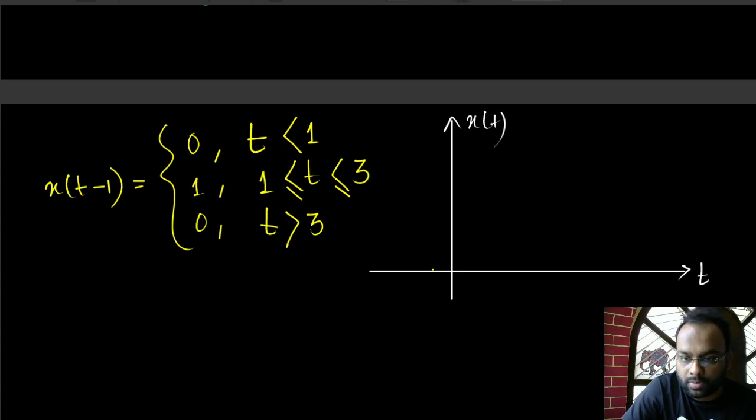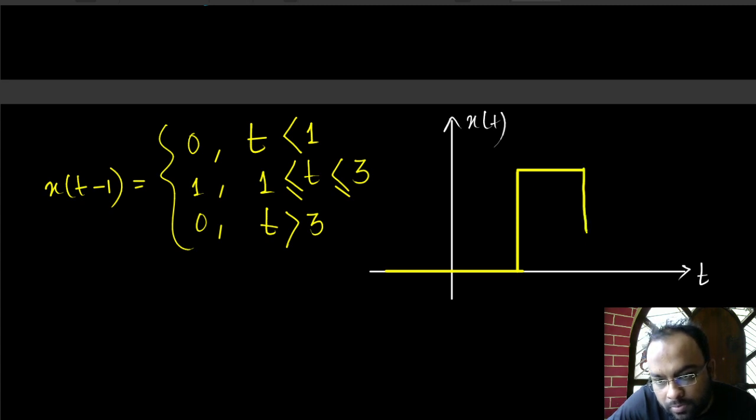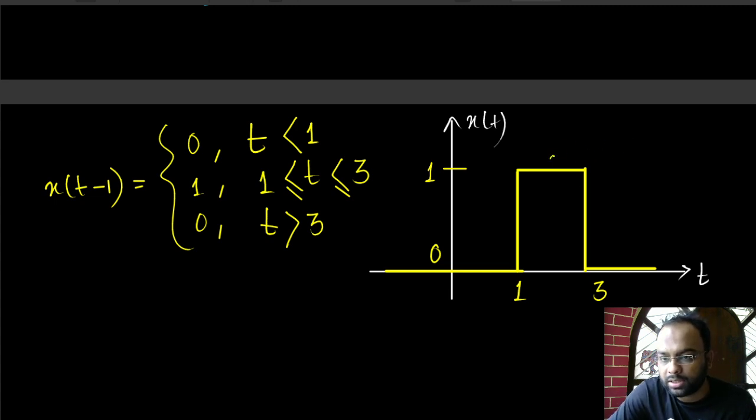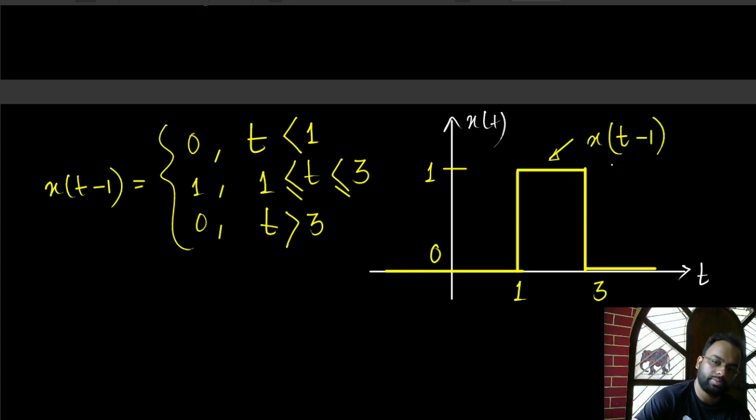and so of course the resulting signal would be like this, right? So this is 1 second, this is 3 seconds, and this magnitude value is 1, it does not change here, right? And this is your x(t minus 1).